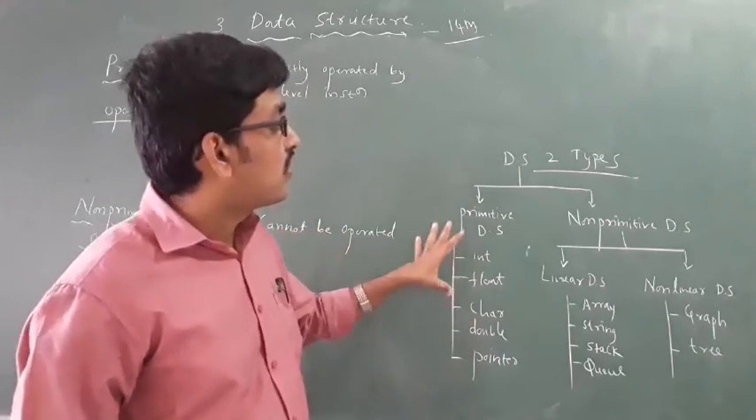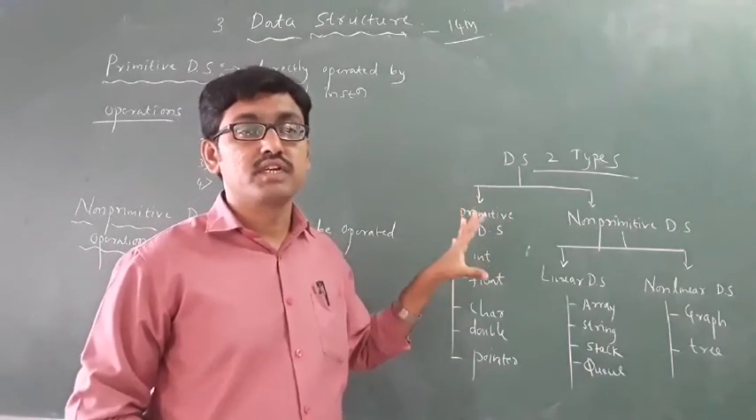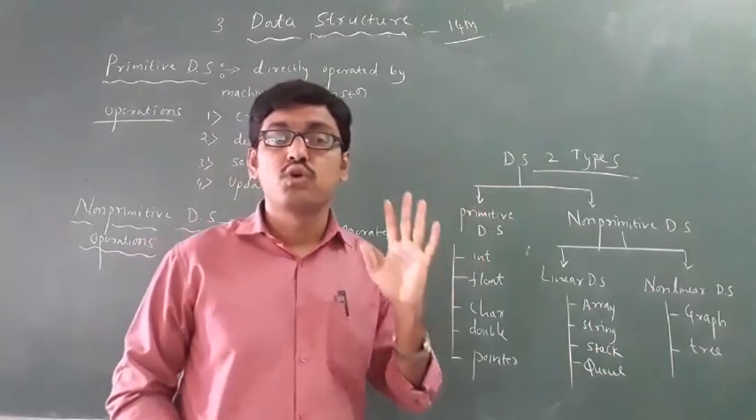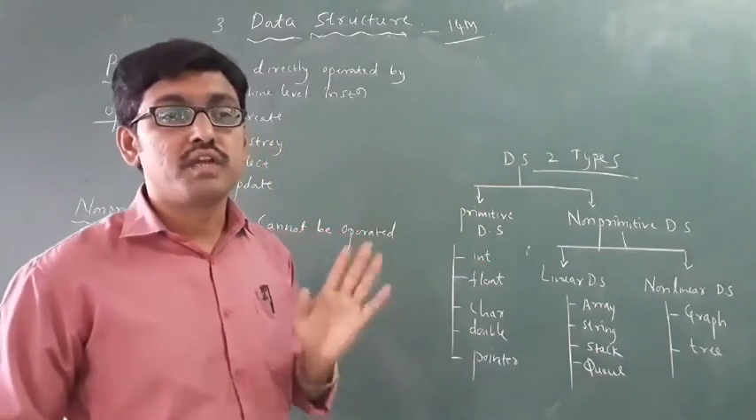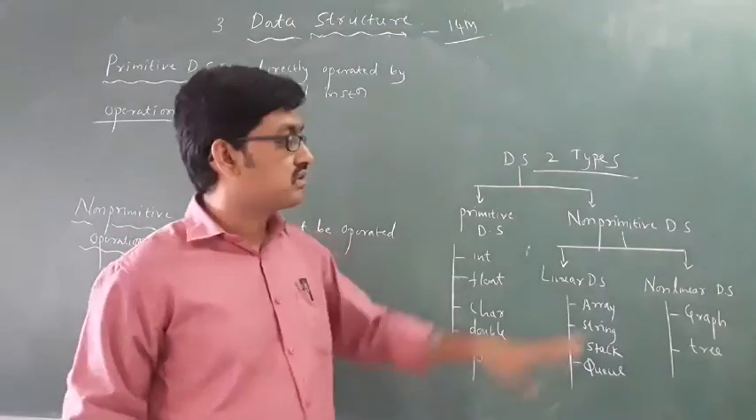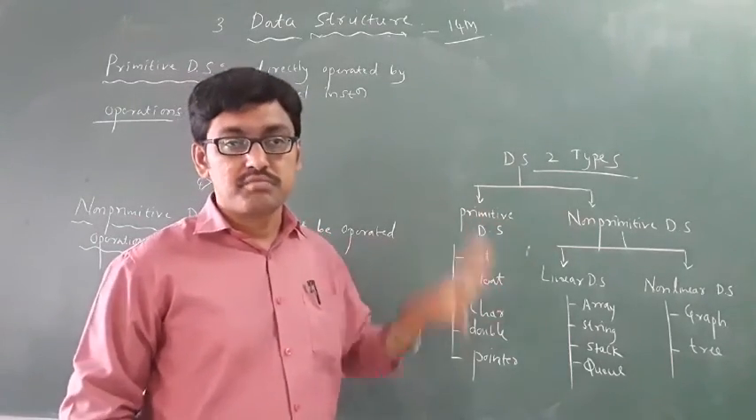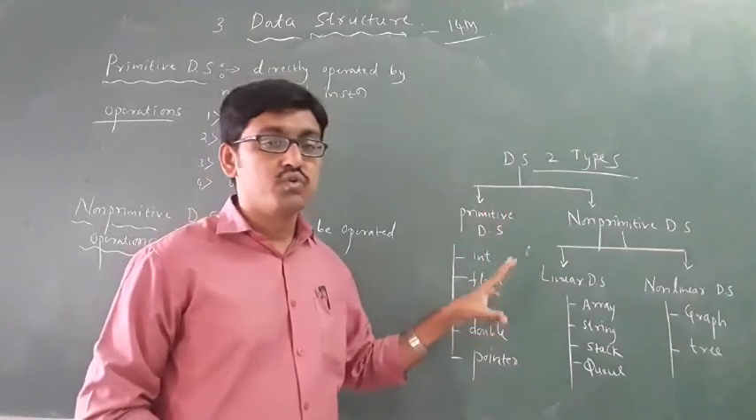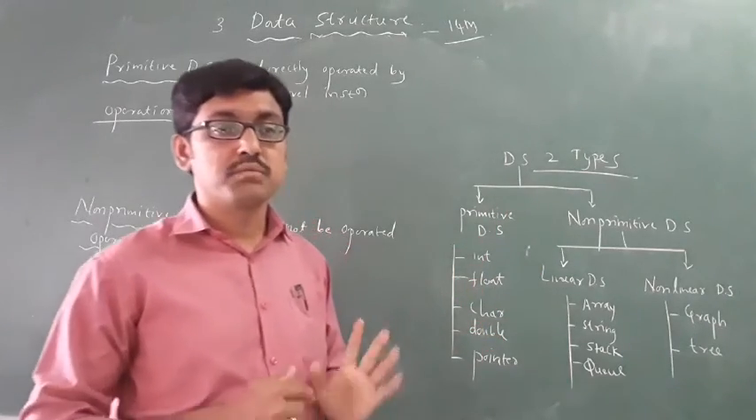How many types are there? Two types of classification. Data structure can be classified into two types. This is asked as a 3 marks question: explain the classification of data structure. You just have to draw this diagram and classify into two types. Last class we discussed this.